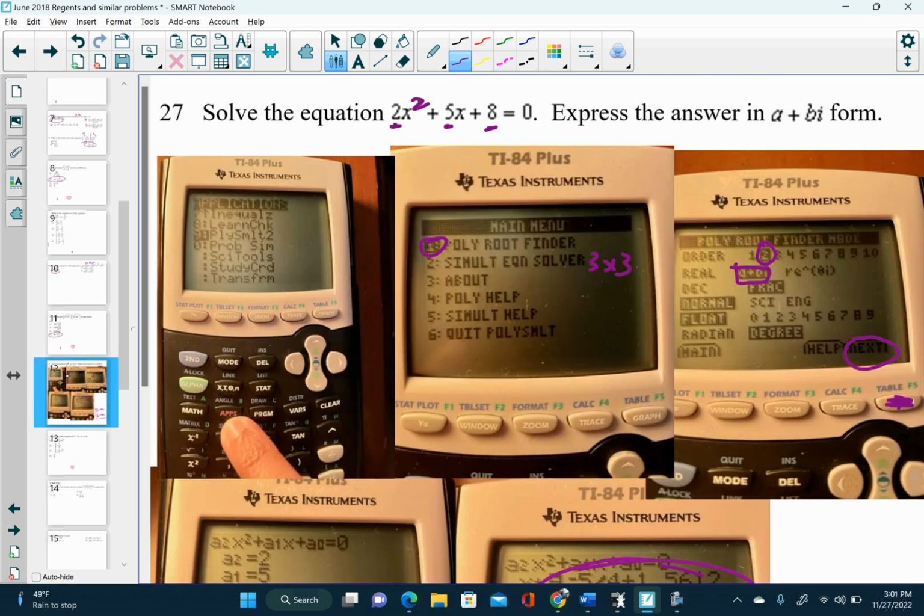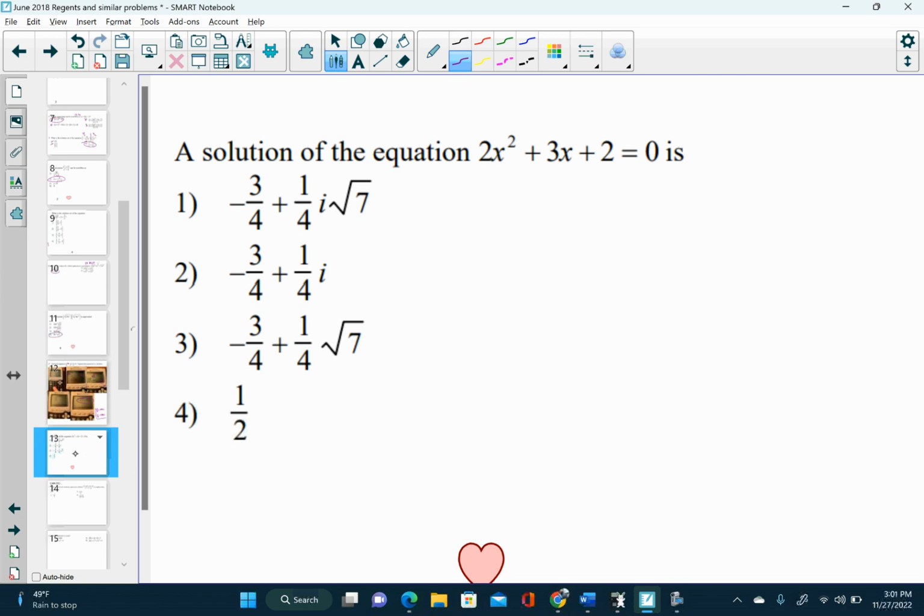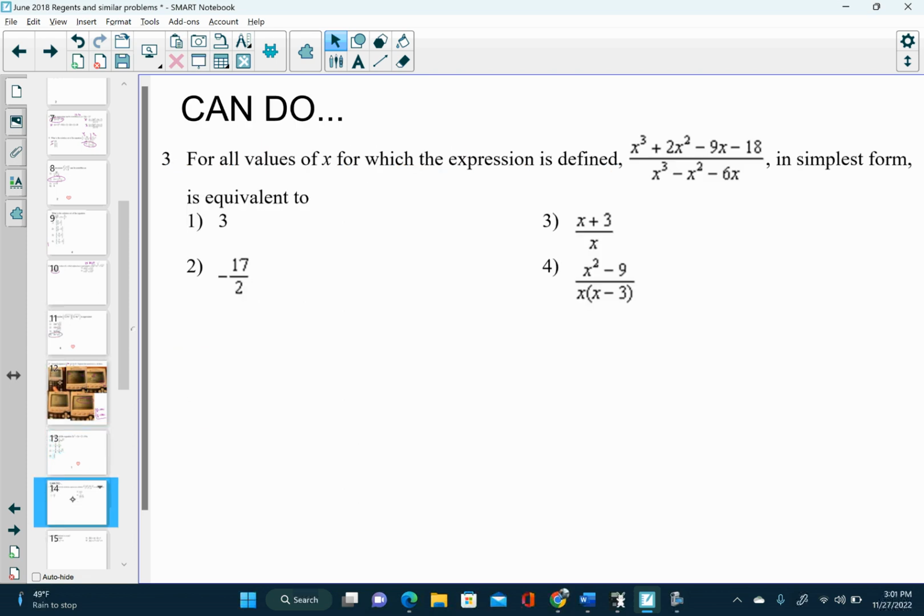Again, apps, polysymbol 2, polyroot finder, a plus bi form, put the numbers in, 2, 3, 2, and then hit solve, which is graph. And your answer choice that you should get is number 1. You should see number 1 is the same thing. Okay. All right, so the next couple of ones that we're going to be doing are some can-dos.